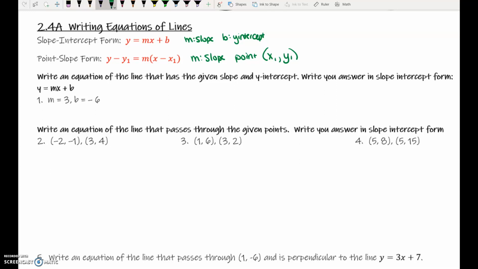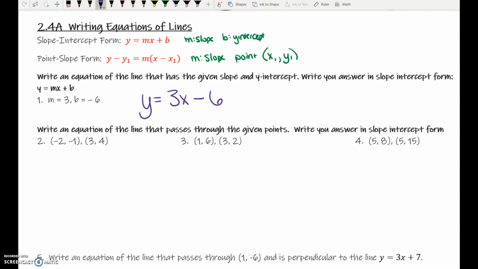Okay, first, write an equation of a line that has the given slope and y-intercept. Write your answer in slope-intercept form. So it gives you m is 3, b is -6, so y equals 3x plus a -6, or y equals 3x minus 6.